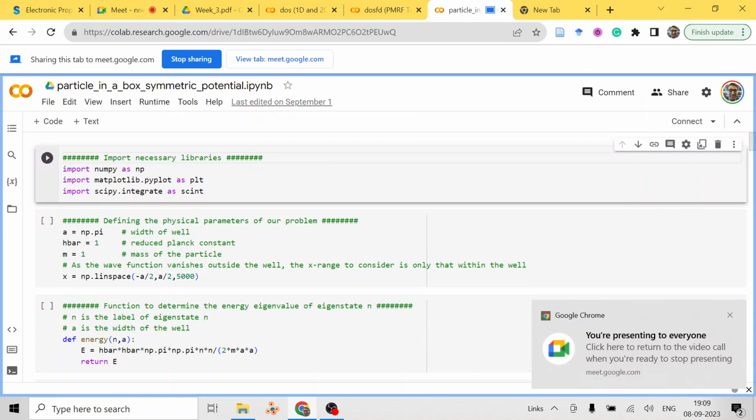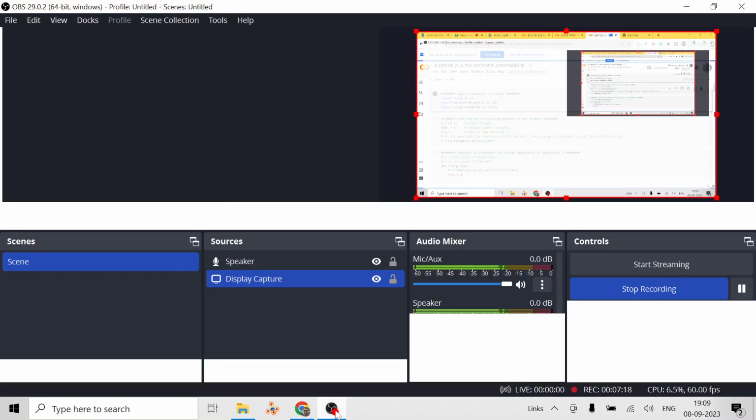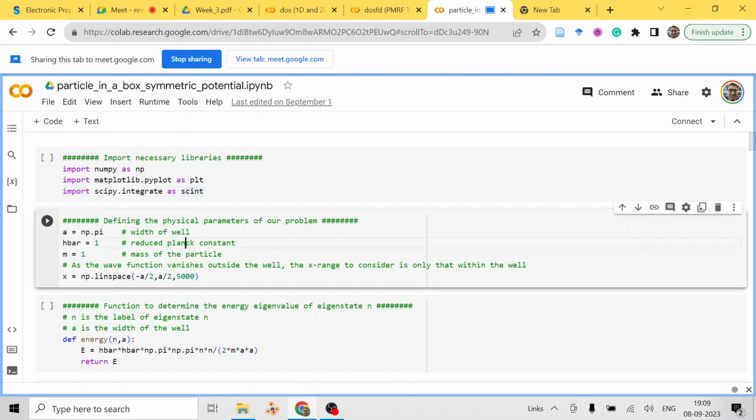Alright, so let's go through this. First, we are going to import the libraries. We are importing our NumPy library, matplotlib.pyplot, and from scipy we import scipy.integrate. So what we have done here is that first we define the physical parameters for our problem. Here the width of the well I have taken to be pi. So our well is from minus a by 2 to a by 2, and I have taken a to be pi.